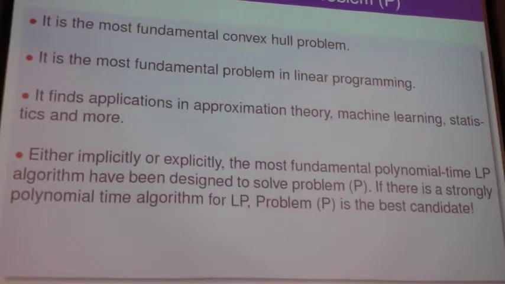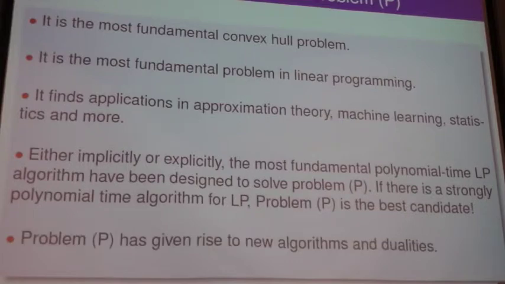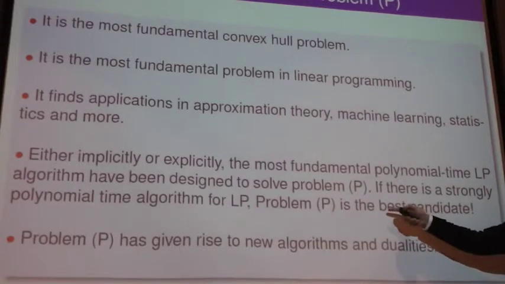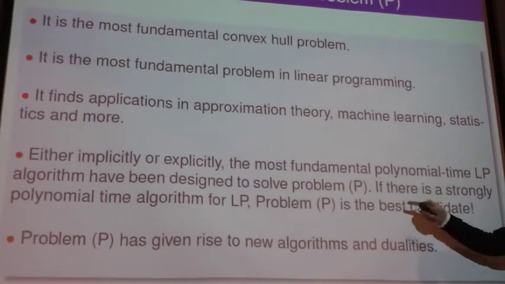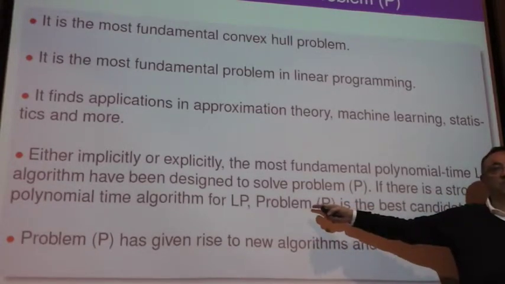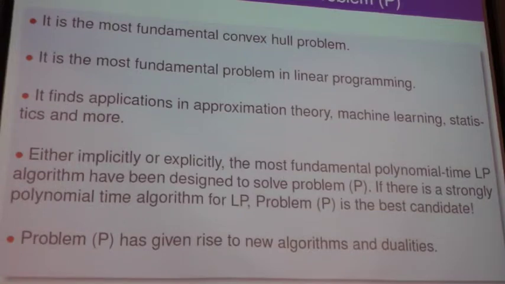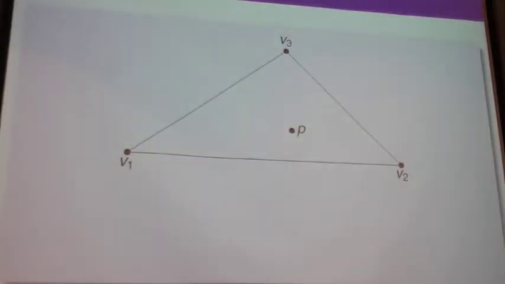Furthermore, if there is a strongly polynomial-time algorithm for linear programming, probably this is the best candidate to look at. I wouldn't be surprised if such an algorithm is found. This is the problem that a person is considering. And problem P has given rise to new algorithms and dualities, and I'm going to talk about one today.